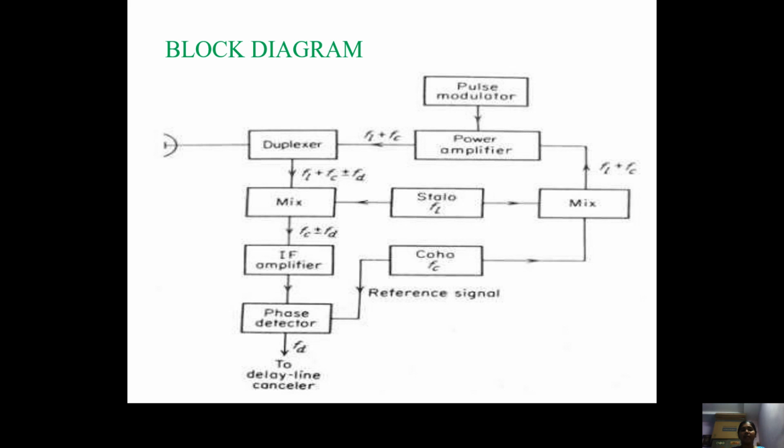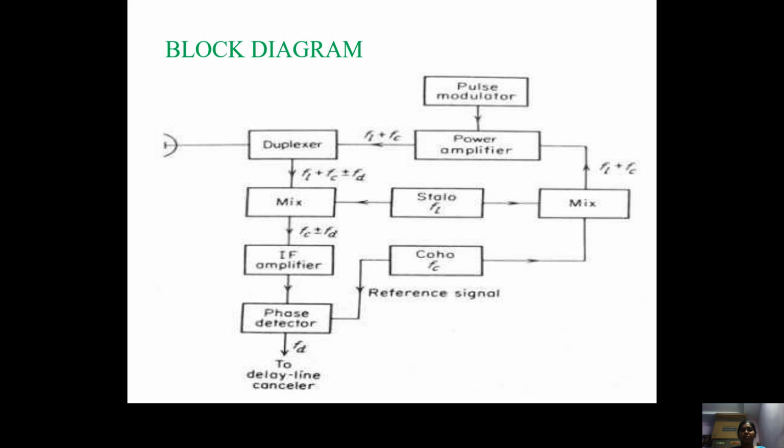As I discussed earlier, this plus or minus is determined by how the target is moving relative to us. Whether it is approaching towards us, the plus sign should be used. So the received echo signal will contain the frequency which is the combination of FL, FC and FD, the sum of these three frequencies. Whenever the target is moving away from you, the received echo signal will have the frequency FL plus FC minus FD. Do you understand?